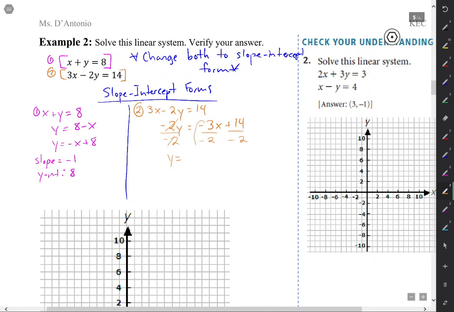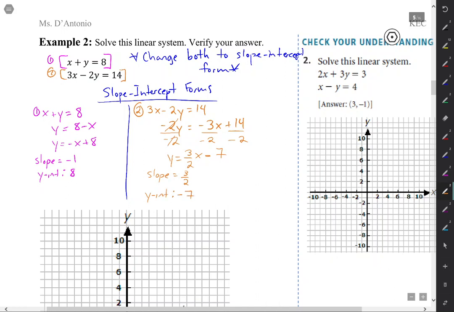So remember, if there's a negative sign on top of a negative sign, those two cancel out. So really, this just leaves us with 3 over 2x. And then we have 14 divided by negative 2, and that would just be negative 7. So now we have this in slope-intercept form. We have that the slope is 3 over 2, and that the y-intercept is negative 7.